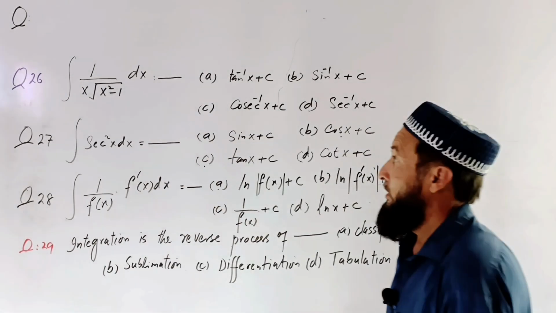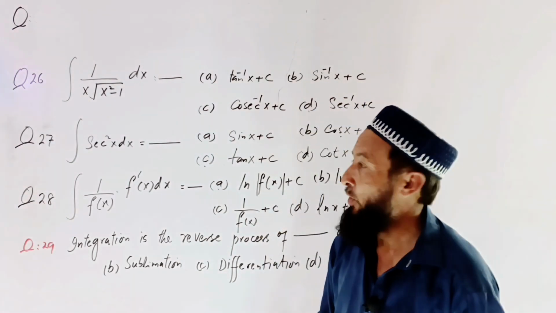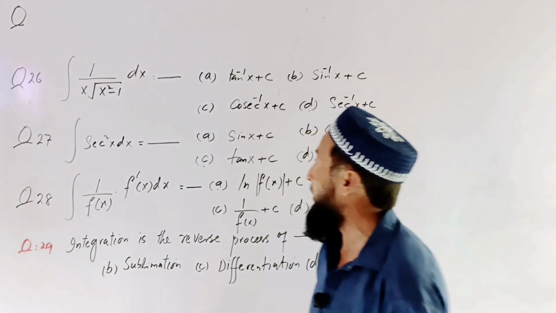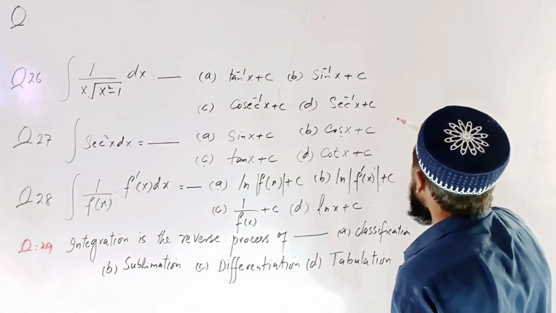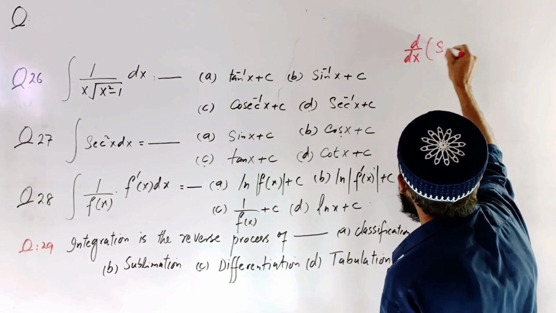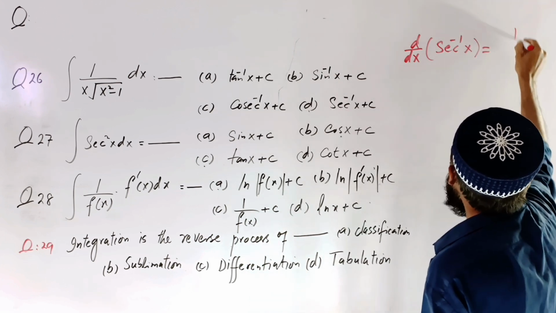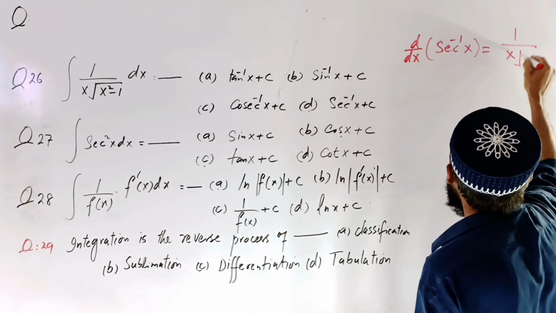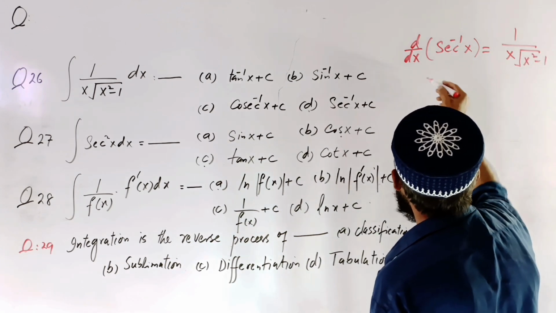26, integration of 1 divided by x into square root of x square minus 1, dx. We know the formula: the derivative of secant inverse x is equal to 1 divided by x into square root of x square minus 1. That is the derivative formula.